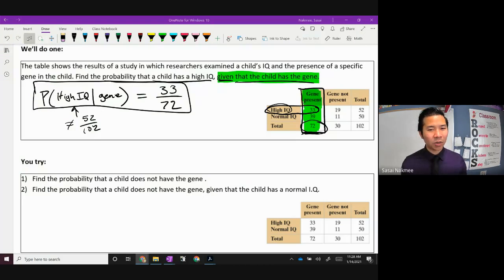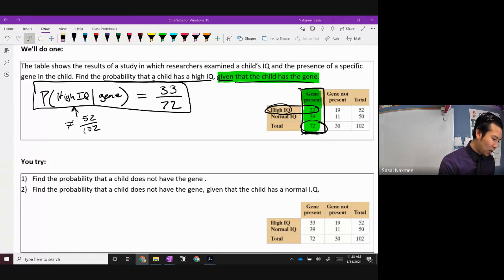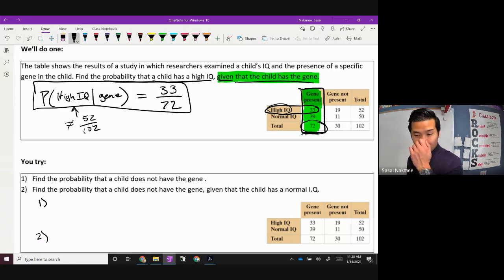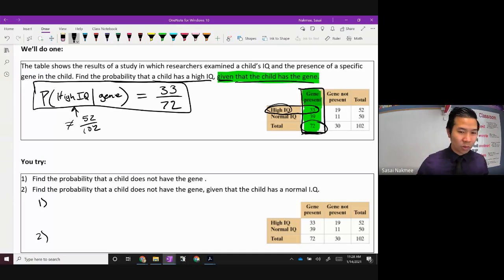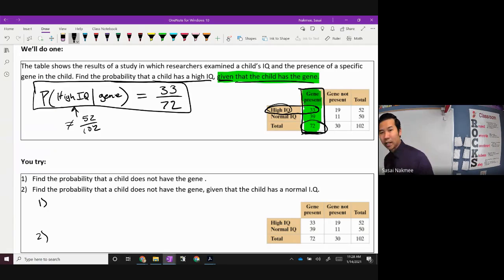So I'm going to move your Pear Deck to a blank screen. On the blank screen right there, can you give me your answer for number 1 and for number 2 on the Pear Deck once you've worked this out? So try what I have on screen right now. Look at the will do, and then try to find the answer for the you try. So go ahead and do that real quick.